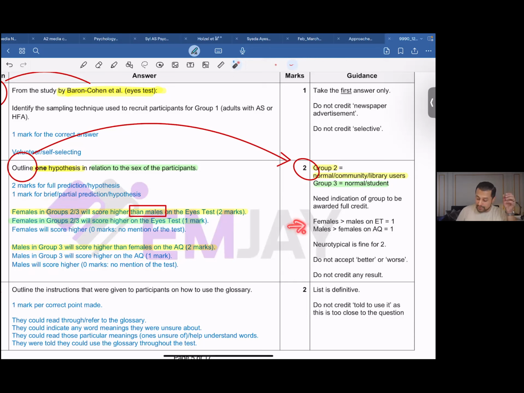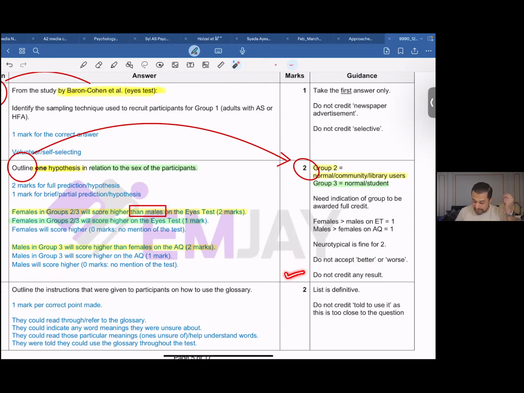Number 2, females would score higher on the AQ. Neurotypical is fine for 2. Neurotypical, in this context, we're talking about participants who were not autistic. Do not accept better or worse, right? You cannot use statements that do not sound too absolute or too definite, right?